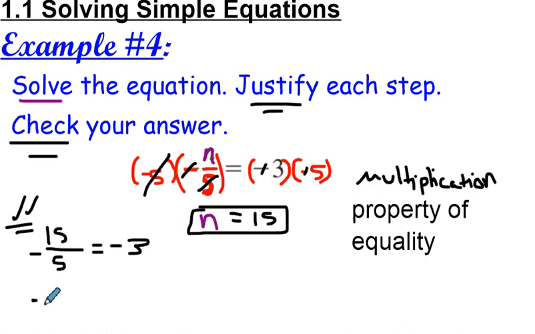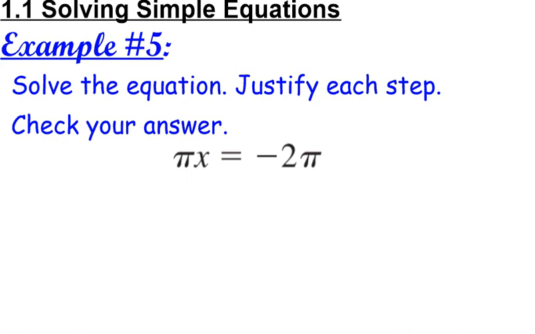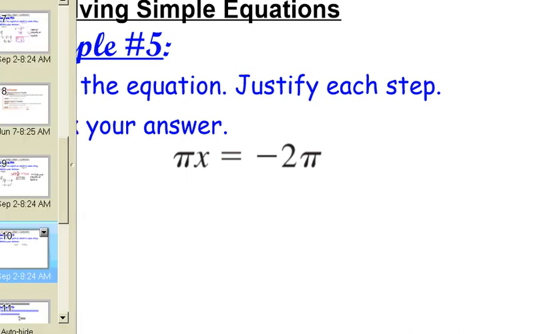And just simplify the left-hand side here. We have our negative sign, carry that down. 15 divided by 5 is 3. And sure enough, that equals negative 3, so it checks out. All right, example number 5, we are getting there.